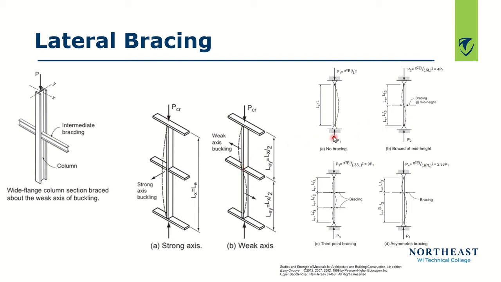So if you look here, here's no bracing. Here's bracing at mid-height. See, our effective length is L over 2, so that means we can put more load on there, and so on here. Third point bracing, asymmetric bracing. This is why you see bracing in certain parts, especially in steel. Because if we look here, here's my y-axis, so this thing is going to want to buckle toward this bracing. So that's why we have bracing, so it doesn't buckle due to the loads.